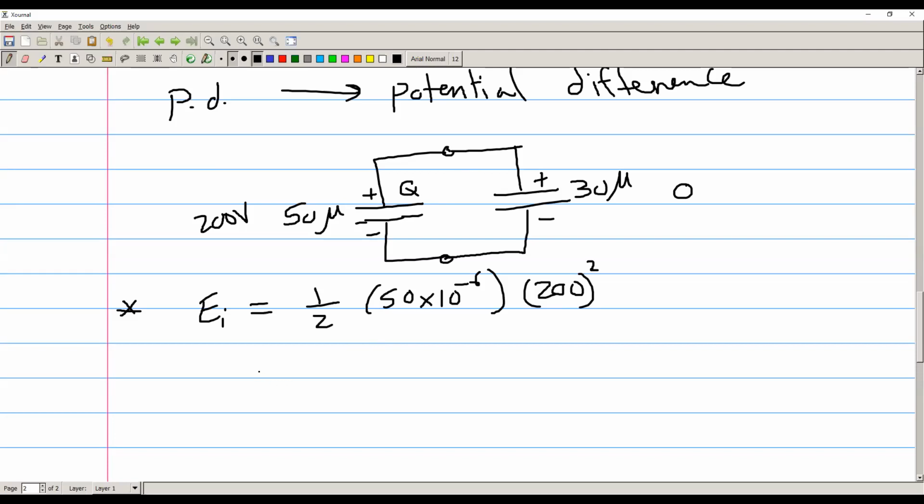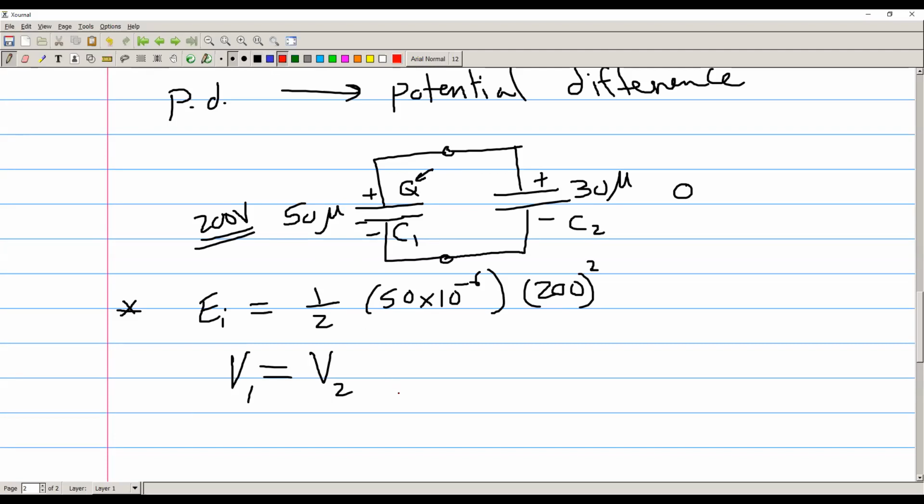First of all, we have two conditions. The voltage will have to be exactly the same. Let's call this C1 and this C2. V1 should be equal to V2 because they are connected in parallel. This is a condition that we have to make sure happens. But it's not going to be 200, because this capacitor doesn't have any charges. So the charge Q present here will divide between these two in such a way that the voltage across both of them will be equal.